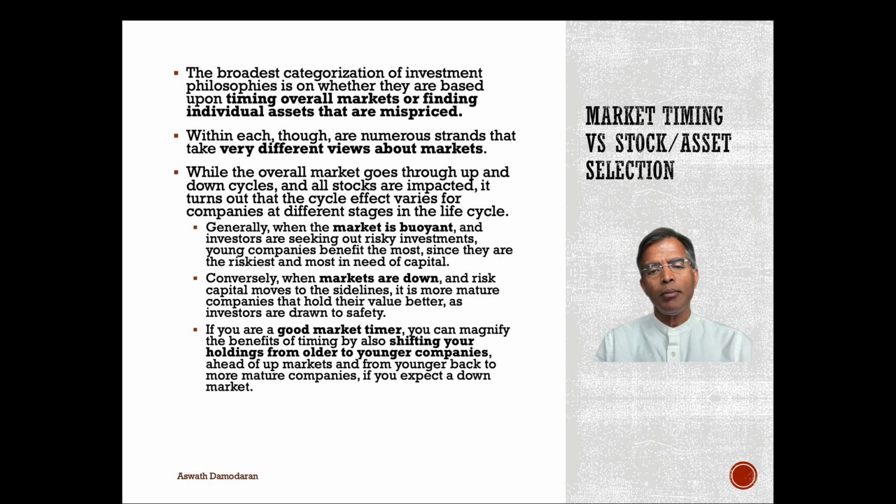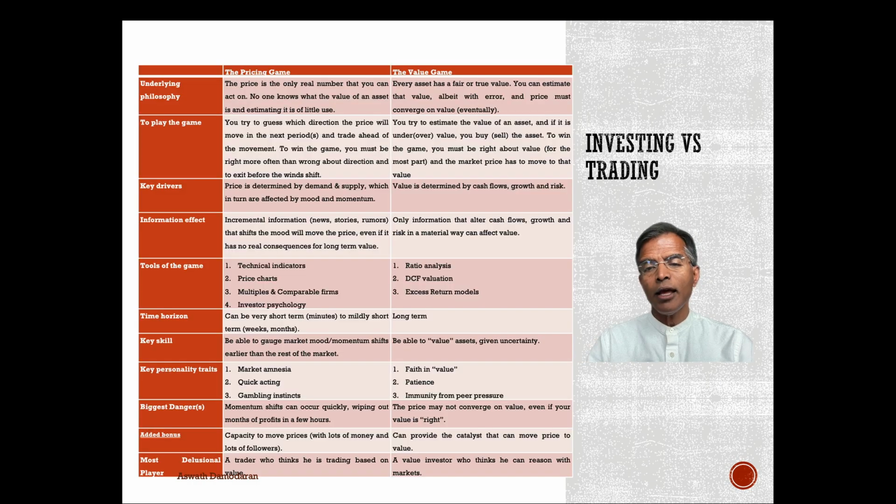Do you see how, if you're a market timer, life cycle can come in? If you're a good market timer, you might shift from companies early in the life cycle to later in the life cycle, depending on whether you think markets are going to go up or down. So if you think markets are going to go up, you shift into younger companies. Markets are going to go down, you shift into more mature companies. Easier said than done, but if you can pull it off, you probably can get incredible payoffs. So market timing and life cycle can be connected. The second contrast I want to draw is between investing and trading.